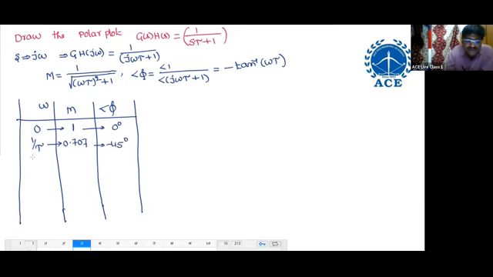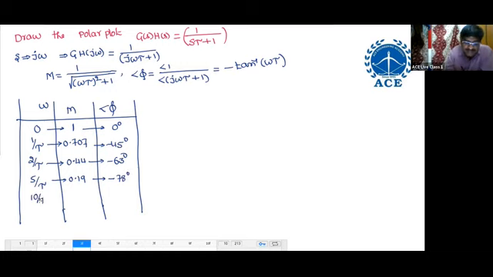Omega 2 by tau means 0.44. Minus 63 degrees. Omega 5 by tau. So 0.19. So phase angle is minus 78 degrees. If you want to calculate it, just substitute here and substitute in the phase angle.